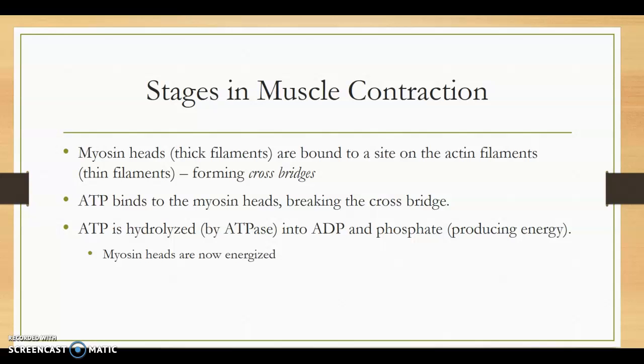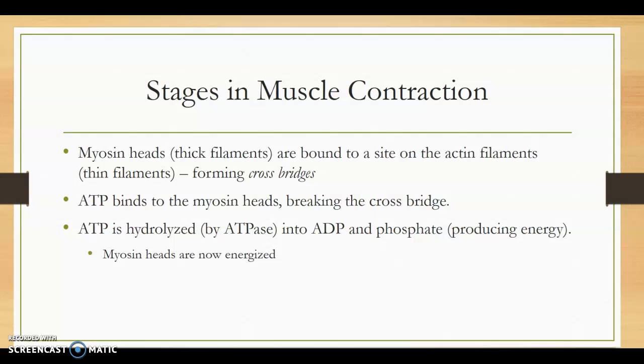Okay, so I'm just going to read it first, which I know will be a little confusing, and then we'll look at some pictures to go through it. So the myosin heads are bound to a site on the actin filaments, and they form cross bridges. The only way that we can actually have this work is by ATP. ATP is going to bind to the myosin heads, and it breaks that cross bridge. So when it is attached, ATP binds there and breaks that cross bridge. We hydrolyze it. Remember hydrolysis? Basically, ATP is used and it gets converted into energy, ADP, and phosphate.